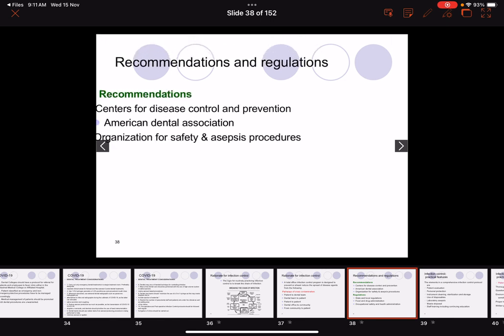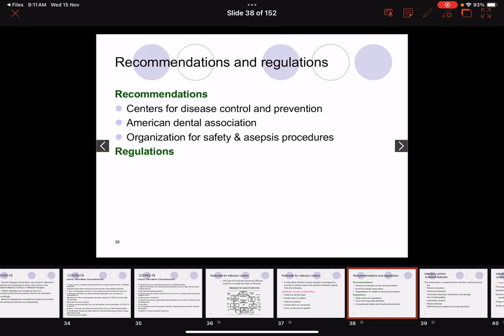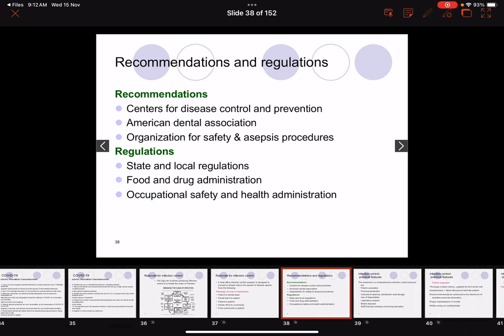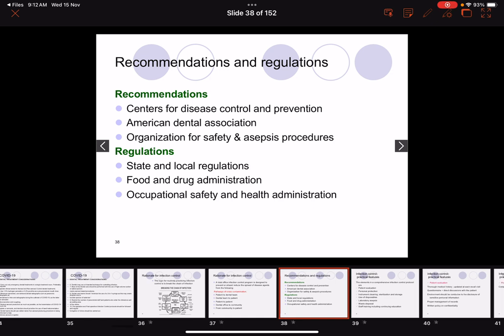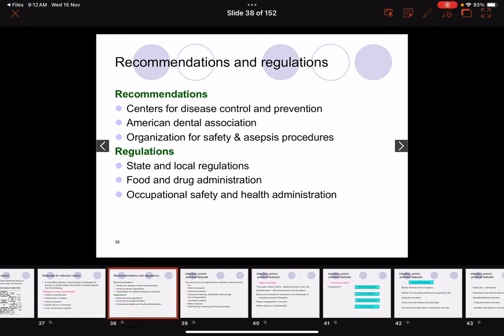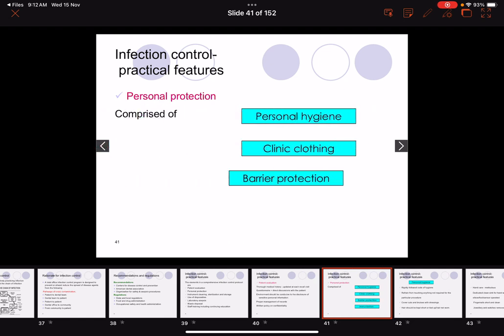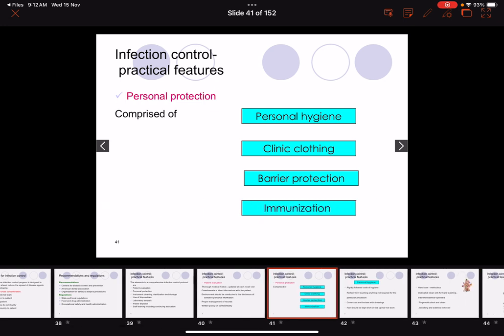Recommendations and regulations come from the Centers for Disease Control and Prevention, the American Dental Association, the Occupational Safety and Health Administration, state and local regulations, and the Food and Drug Administration. The practical features which can be used are personal hygiene, clinic clothing, barrier protection, and immunization.